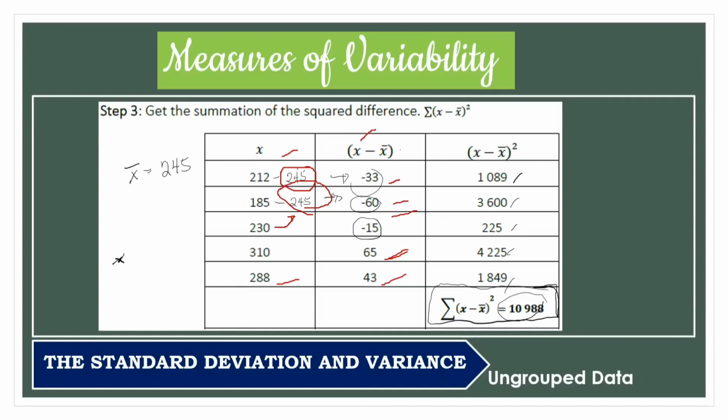Then we square those results. Negative 33, the quantity squared, is positive 1089. Negative 60, the quantity squared, is positive 3600. Negative 15, the quantity squared, is 225. 65 squared is 4225. And 43 squared is equal to 1849. We get the sum of all of those, and the result is 10,988.